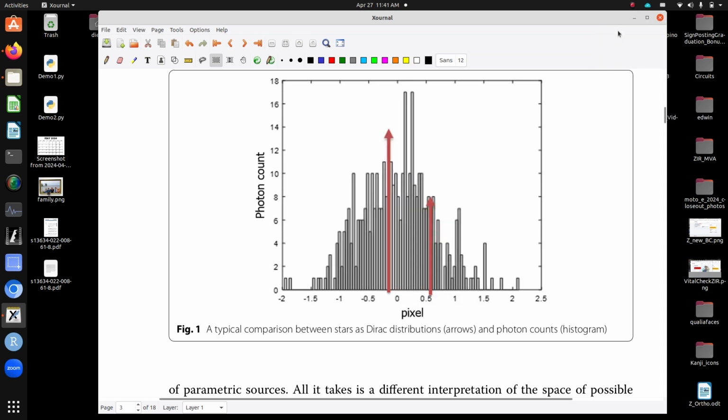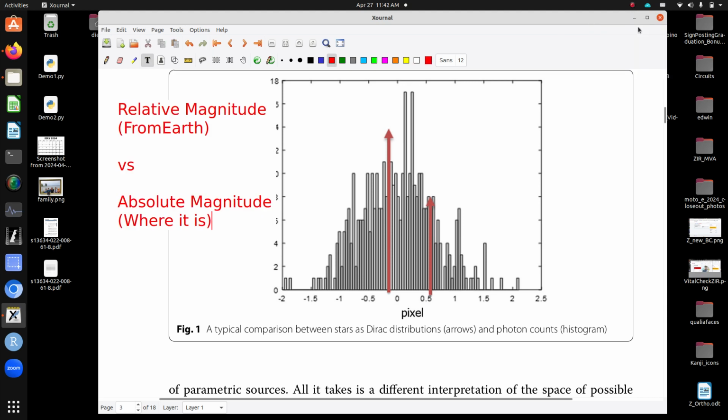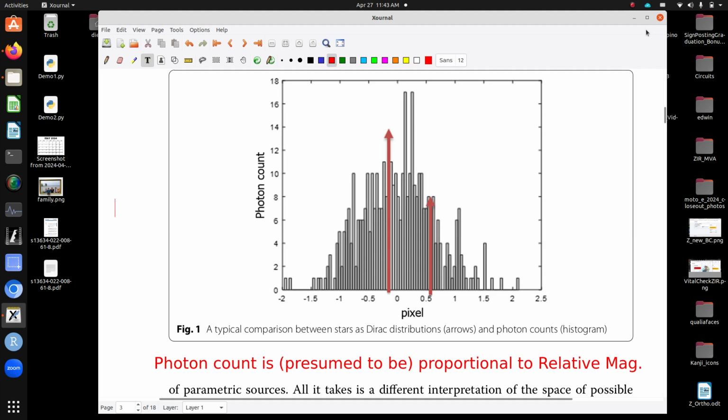Those are representing our 2 stars, and they have a different perceived magnitude from the Earth, and so we're going to call that a relative magnitude. Okay, so we'll use the word relative magnitude because we're perceiving it from Earth versus absolute magnitude. Like if you had a spaceship and you could go up there and see all the stars where they actually are, this is how they're perceived from Earth. Okay, so the point here is that the photon count on our equipment is presumed to be proportional to the relative magnitude of that star, or each star.